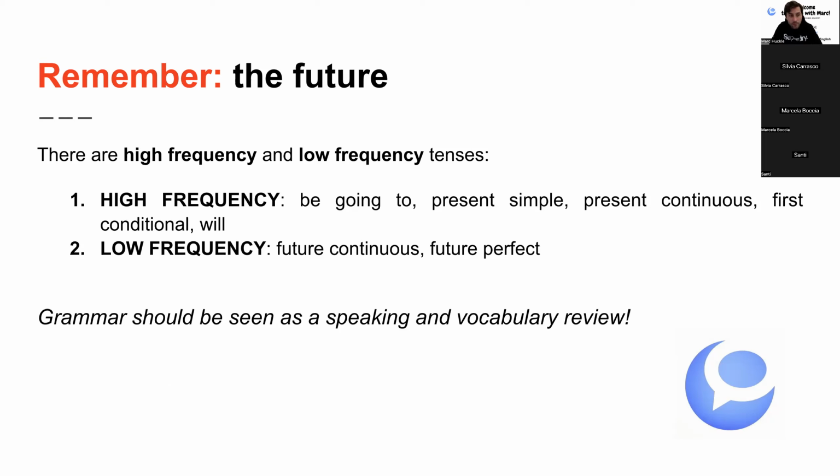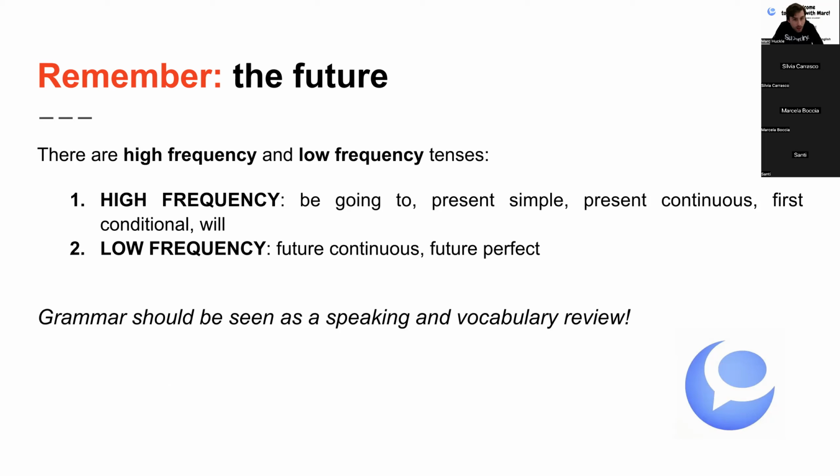First conditional. I will go shopping if I have enough money. Or if I go on holiday, I will visit Basque Country. And we also have will for offers, requests, predictions, and sudden decisions.